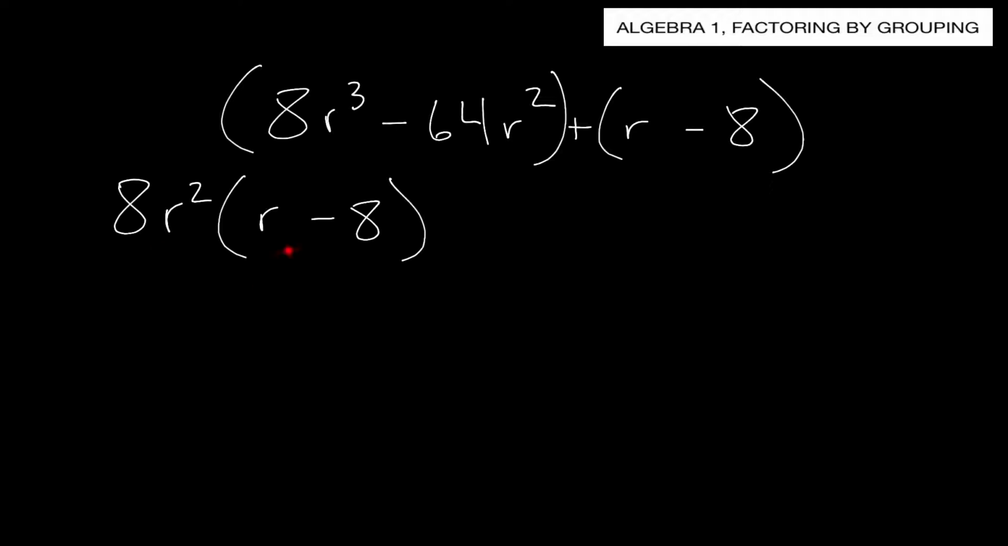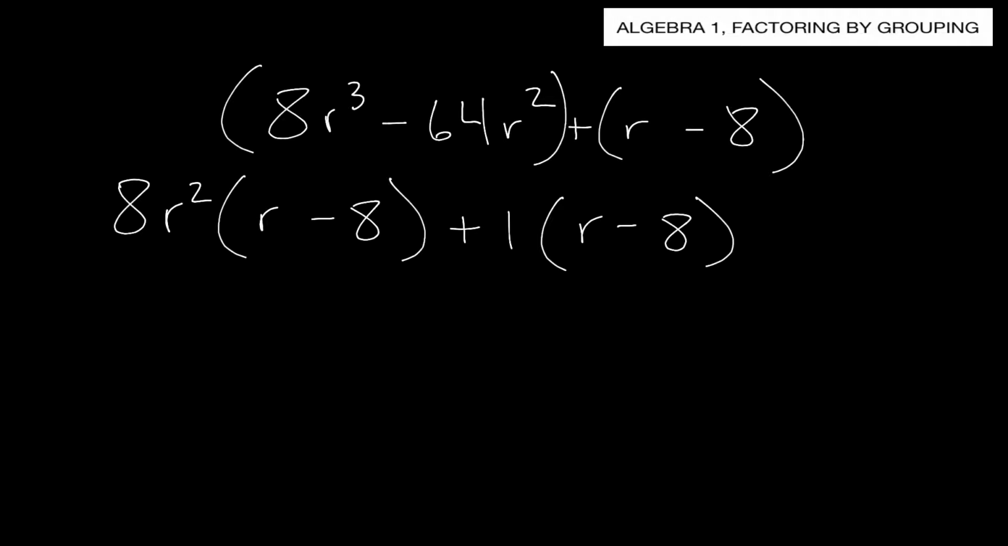Okay, because 8r squared times r, factoring it back in, gives me 8r cubed, and 8r squared times negative 8 gives me negative 64r squared. Now I need to factor something out of this second portion here, and it looks like you could factor out a positive 1, leaving me r minus 8. Remember, you could always factor out this positive 1, because when I multiply it back in, 1 times r leaves me r, and 1 times negative 8 leaves me negative 8. So you could always factor out a positive 1.